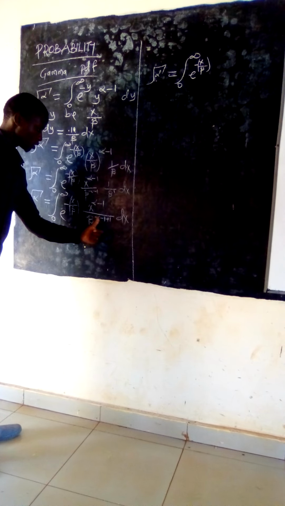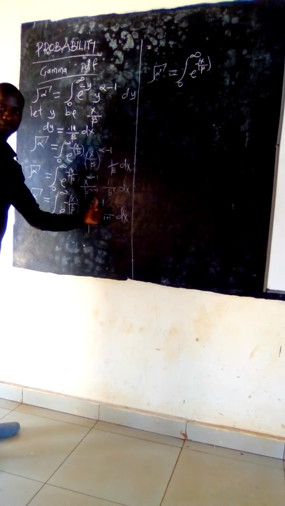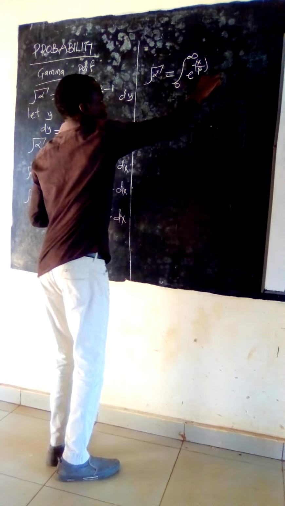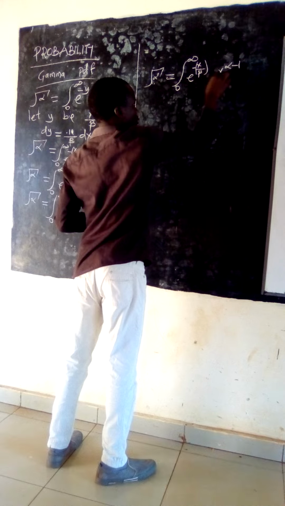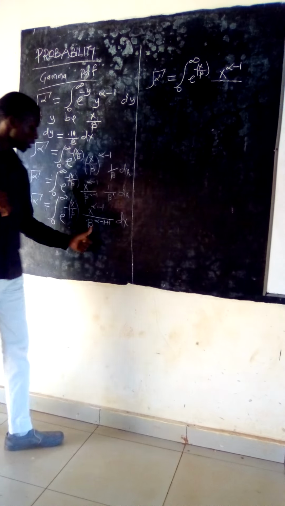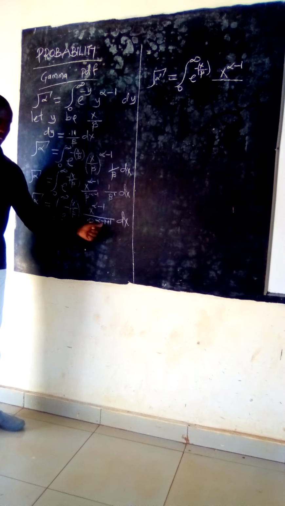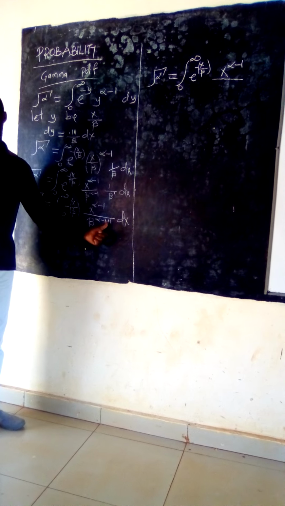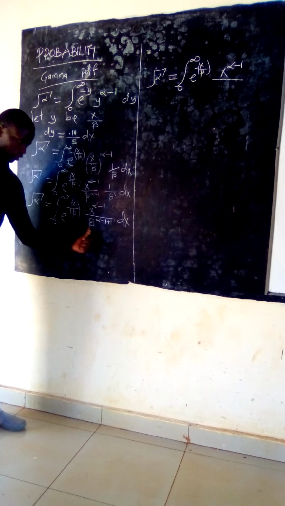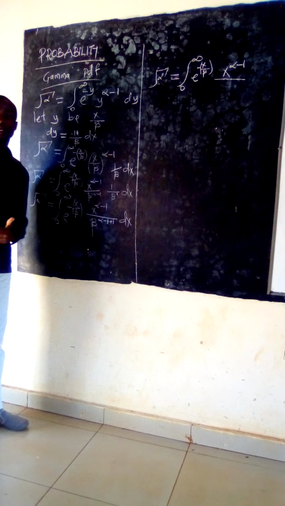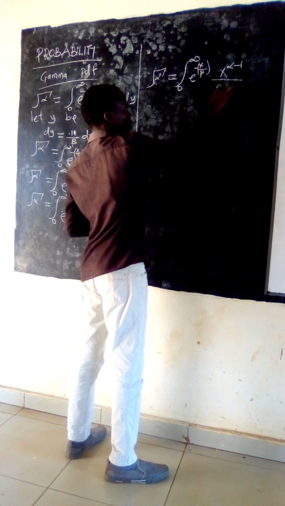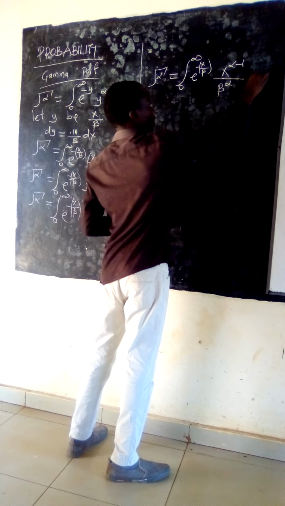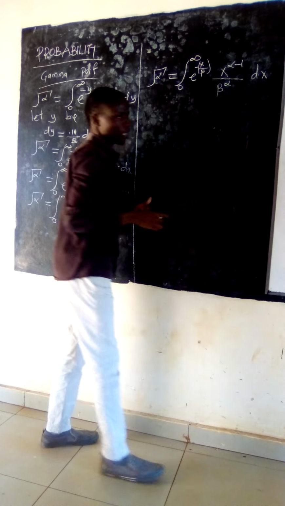Then remember I said that it is x raised to alpha minus 1. So I'll come here and say that it is x to the alpha minus 1 over, and already I see that negative 1 plus 1 is 0. So I ended up having beta raised to alpha. So I'll say that is beta raised to alpha, and it is dx.